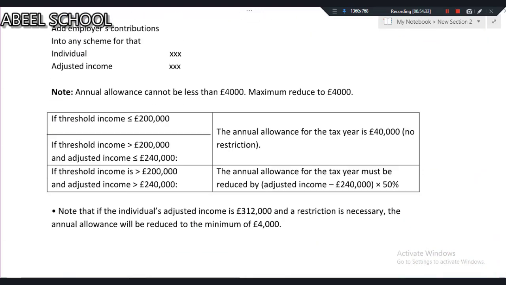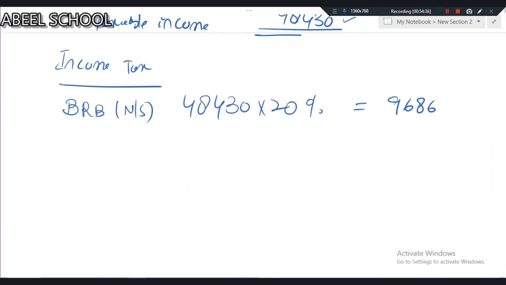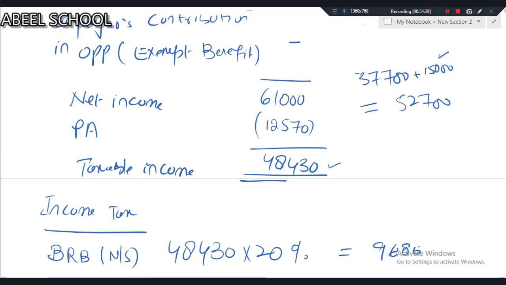Now come to the question. I'm not saying come to the party, I'm saying come to the question. Now listen and listen carefully. The basic rate band limit is 52,700. Out of this 52,700, dear student, we have already consumed the basic rate band up till 48,430. So how much space is left in the basic rate band? If I deduct 48,430 from 52,700, dear student, I'm getting 4,270. Repeat, in basic rate band, we still have a limit of 4,270.